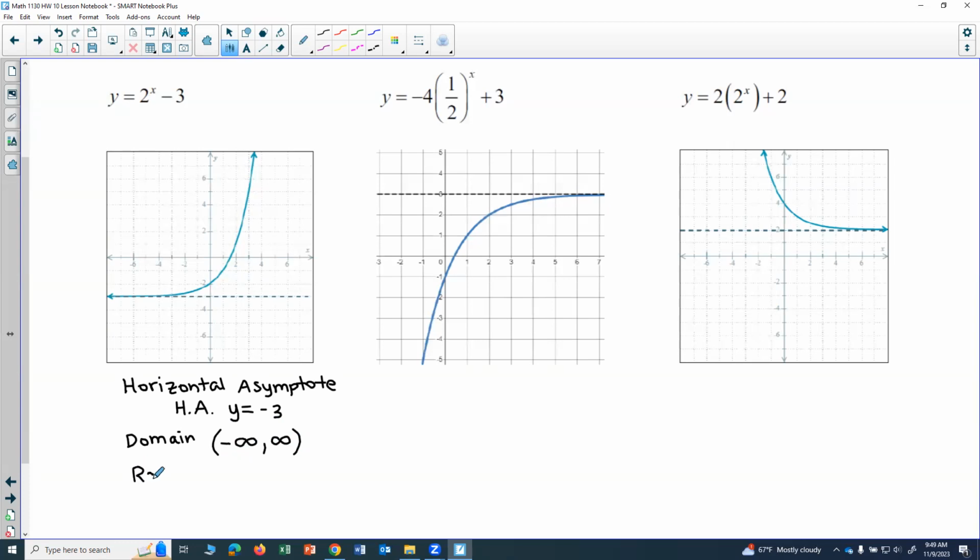The range is all the y values. So you want to look at the range, the lowest y. We have that horizontal asymptote at y equals -3. But remember, the graph never actually touches that horizontal asymptote. So I want to go ahead and use a parenthesis to exclude the -3. And then I see the graph goes upward infinitely. So I'm going to have -3 to infinity. But remember that parenthesis excludes the -3.